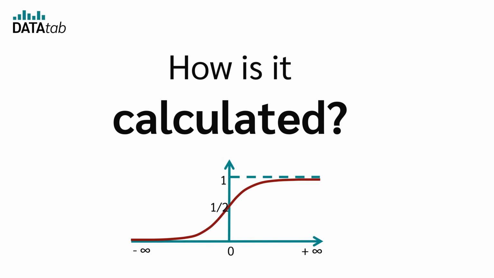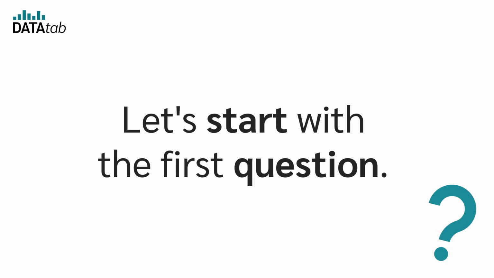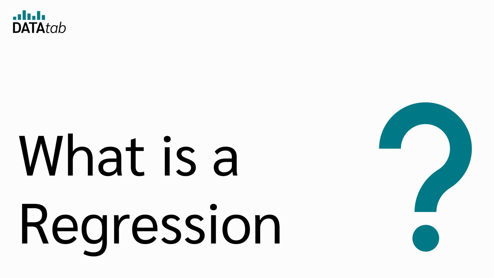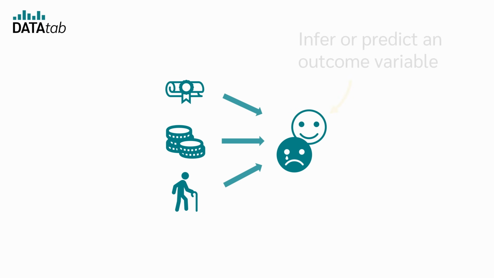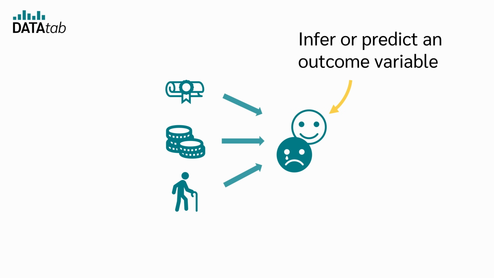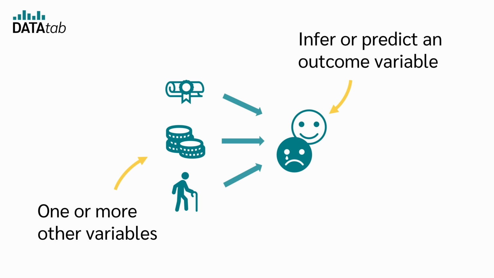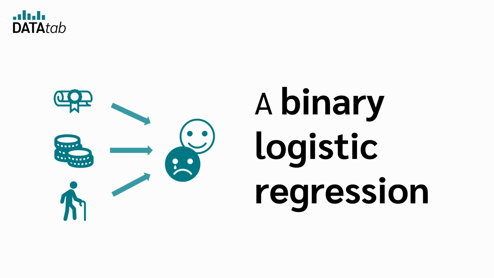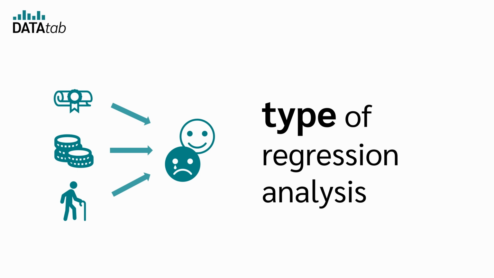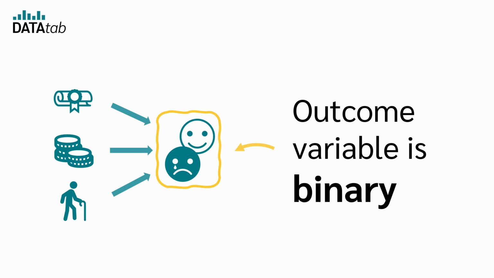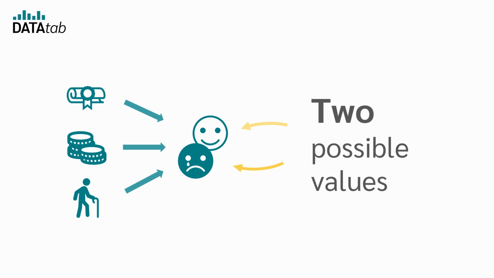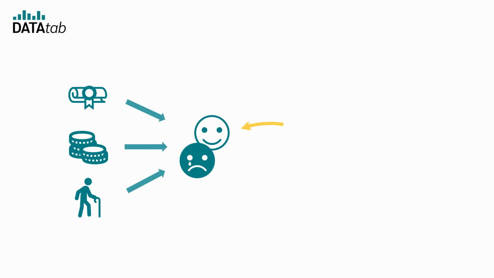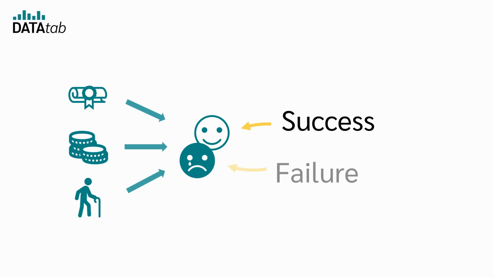Let's jump in. What is a logistic regression? How is it calculated? And most importantly, how are the results interpreted? Let's start with the first question. What is a regression? In a regression analysis, you want to infer or predict an outcome variable based on one or more other variables. Okay, so what about logistic regression? A binary logistic regression is a type of regression analysis used when the outcome variable is binary, meaning it has 2 possible values like yes or no, success or failure.